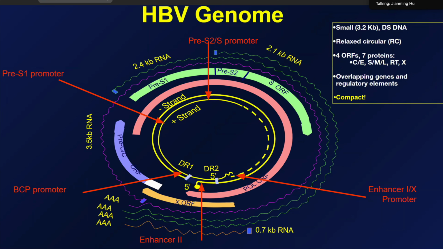So indeed, the viral genome is very highly compact. Every open reading frame overlaps with every other open reading frame. And all 3 viral envelope proteins, for example, are completely embedded within the polymerase gene. The regulatory sequences are depicted, for example, enhancer 1, enhancer 2, the basal core promoter or BCP, the PreS1 promoter, PreS2-S promoter, and the X promoter. All those actually overlap with the coding sequences. So it's a very compact genome. Next, please.